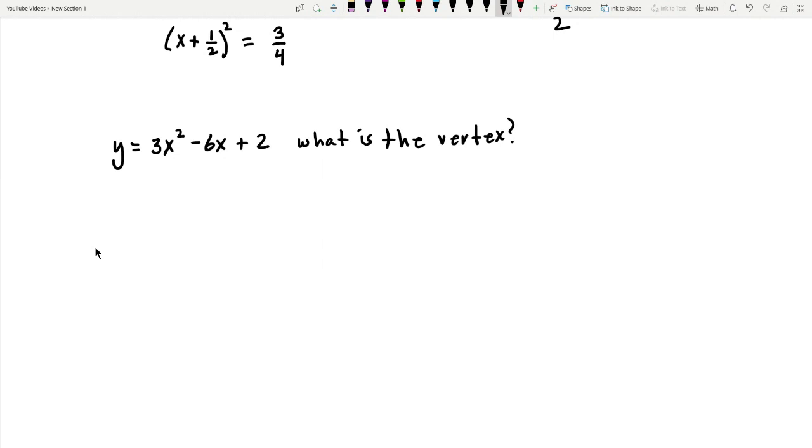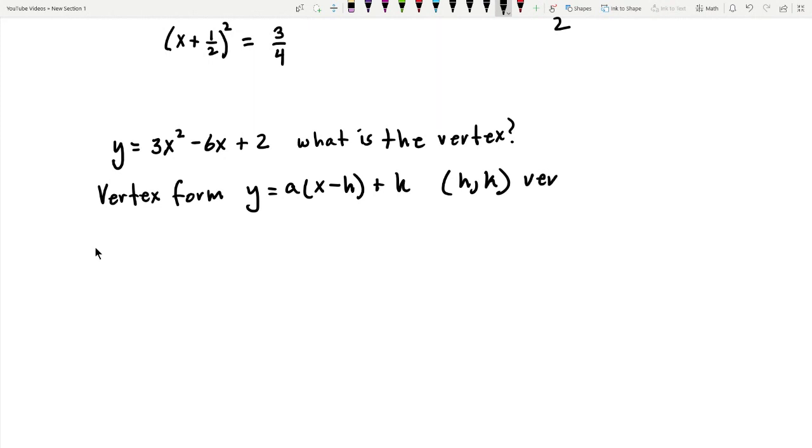There's a couple of different ways to find the vertex. One of them is to put the parabola into vertex form. So vertex form is y equals a times (x minus h) squared plus k, and then the point (h, k) is the vertex. You get a lot of other information out, but I'm not interested in that right now.